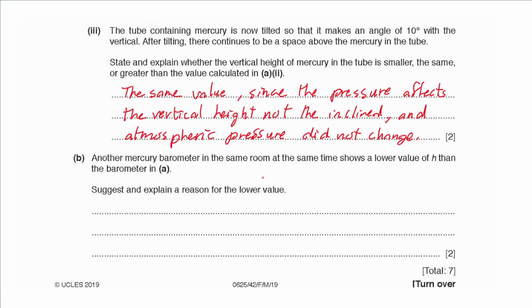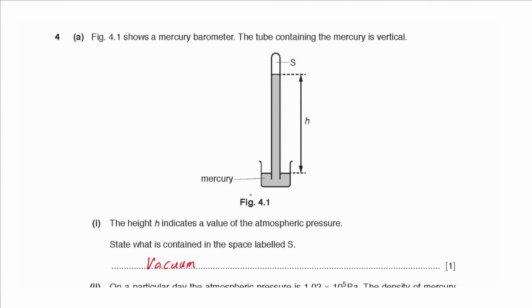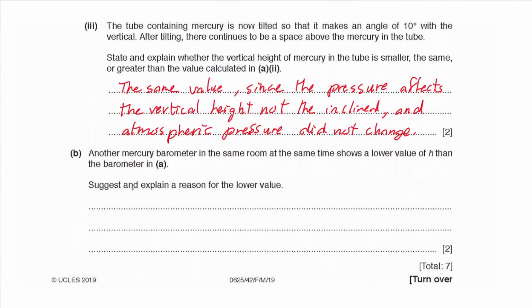Part b says another mercury barometer in the same room at the same time shows a lower value of h than barometer in a. So it is in the same room. This means that it is the same atmospheric pressure, so no change in atmospheric pressure. There can only be one meaning: something is pushing down on the liquid in the tube. That would be something inside the area S. For example, some air bubbles escaped inside the tube and entered the area S and are now pushing down on the mercury in the tube. So we can say there could be some air in S, above the mercury in the tube.